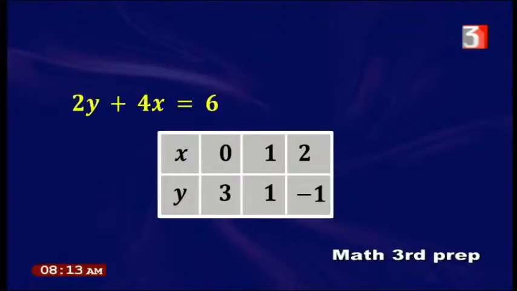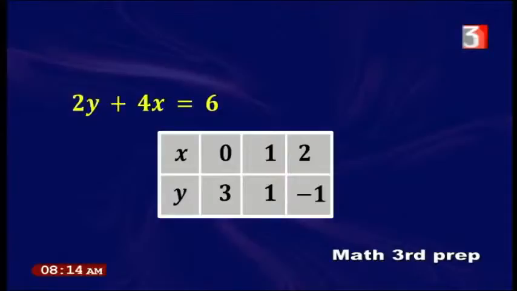When x equals 1, by the same way, 4 times 1 equals 4, then 2y equals 6 minus 4 equals 2, then y equals 1. And when x equals 2, to find the value of y, substitute for x equals 2. 4 times 2 equals 8. So 2y equals 6 minus 8 equals negative 2. And in this case, y will be negative 1.